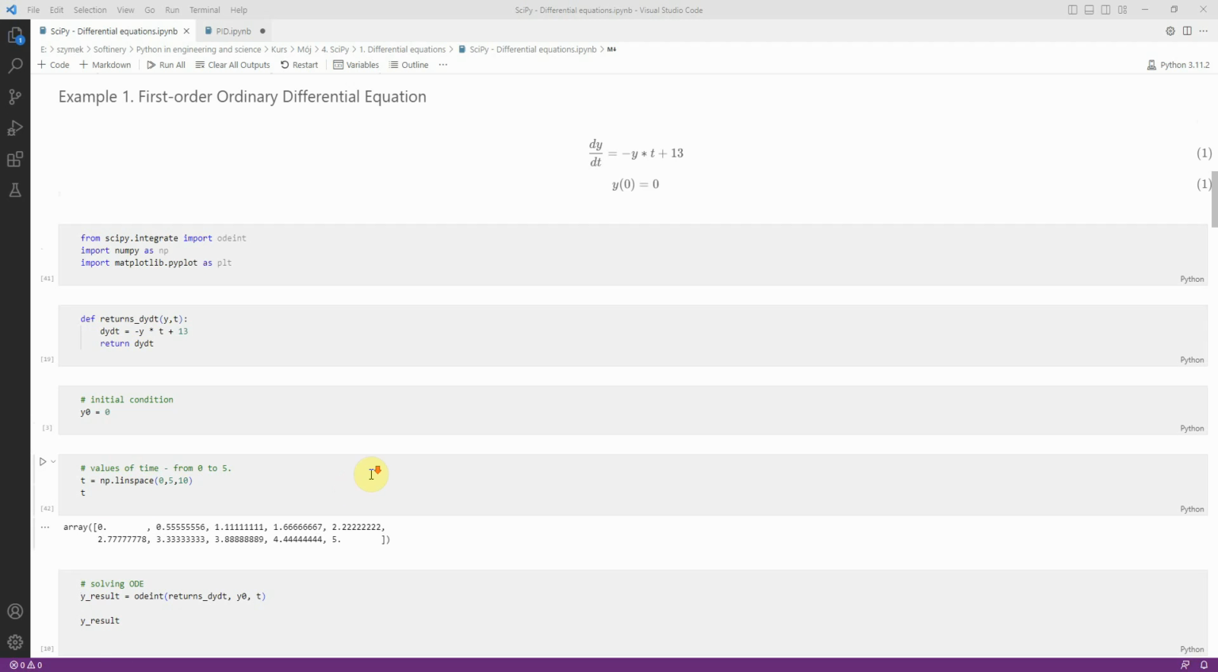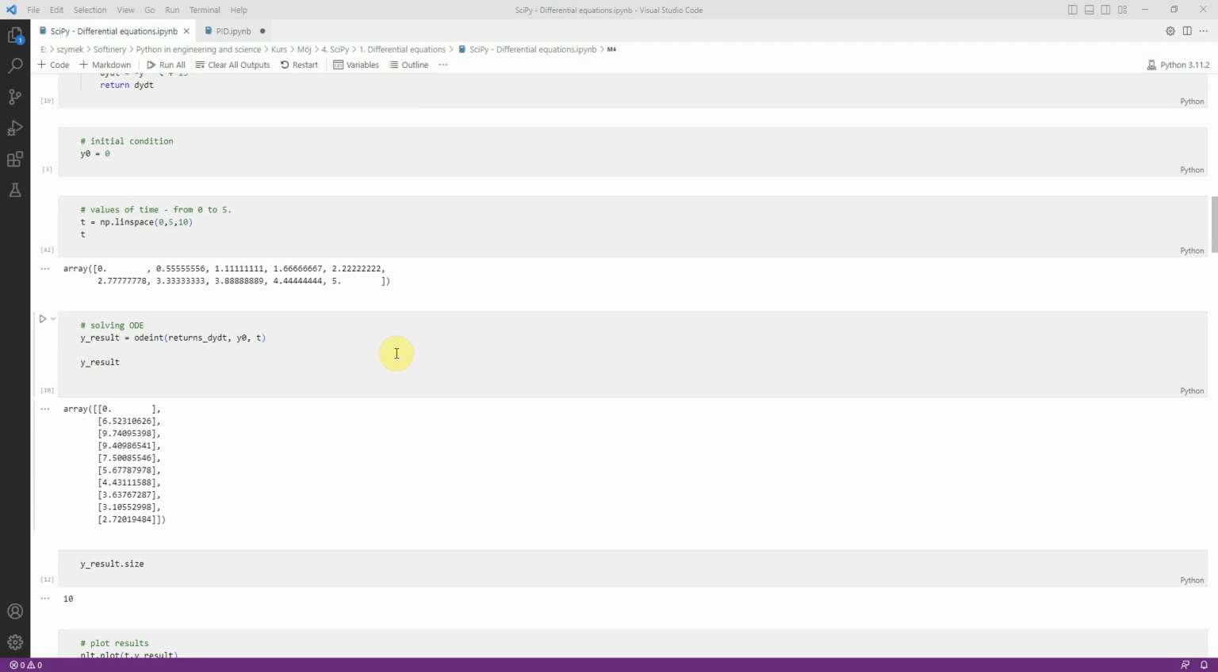Now we will obtain the solution of the differential equation. We use odeint for that. The function accepts three parameters. The function which calculates the right-hand side, we called it returns dy dt, the initial condition y0, and the array representing time values. The result we get is y result.